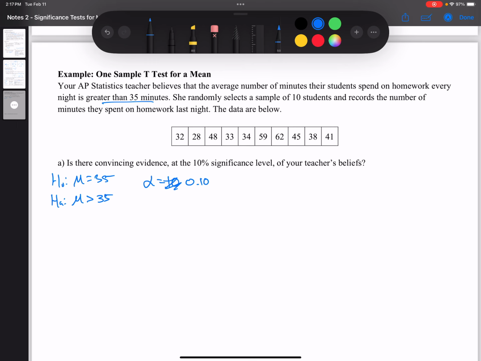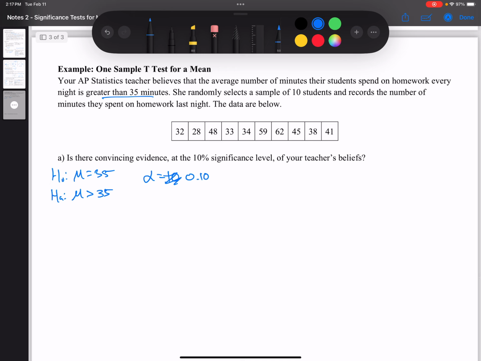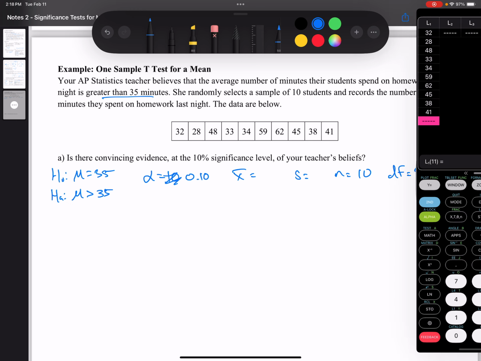In order to calculate, we're going to need a couple of things. We're going to need an x bar, we're going to need an s, and n we can find. 1, 2, 3, 4, 5, 6, 7, 8, 9, 10. There's 10 people. And then we're looking for degrees of freedom, which is just going to be n minus 1, so we got 9. Now to find these other two pieces of information, we're going to have to throw everything in our calculator.